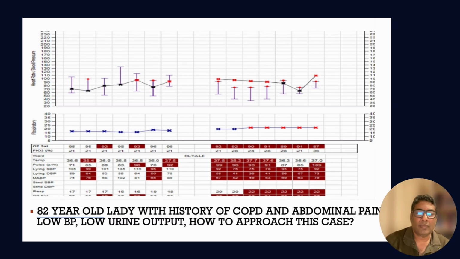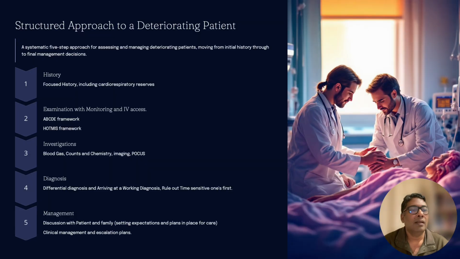Now, how to approach this case? How do you manage this case? I think go back to the structure: history, focused history, examination, including cardiorespiratory and renal reserves, frailty scoring, and examination with monitoring and IV access, ABCDE, and investigations. You send the blood gas, counts, chemistry, blood glucose, imaging, point of care ultrasound. Diagnosis: you work through differential diagnosis and try to arrive at a working diagnosis. Rule out time sensitive ones first, okay?